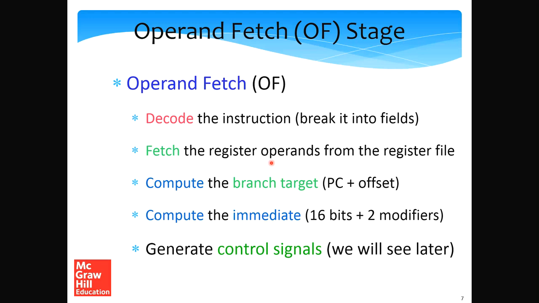So what we shall do here in the OF stage is several things. First is decode, fetch the operands from the register file, and compute the branch target, which is essentially the address of the instruction after the branch. In this case, we add the offset to the program counter. We also compute the immediates in this stage. The immediate, mind you, in simple RISC is 16 bits plus 2 modifiers, so it's an 18-bit immediate in that sense.